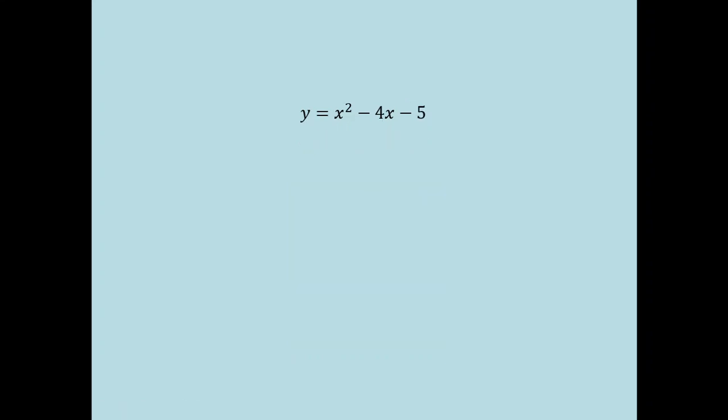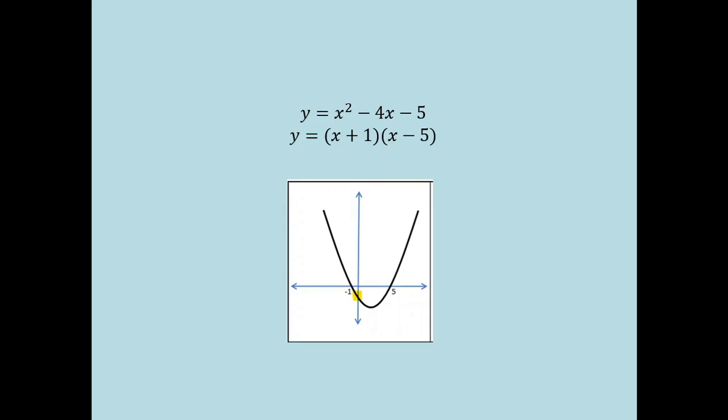Next one, here I've got an expanded quadratic. That's a nice easy one for me to find my y-intercept from. I know it's a positive parabola, and I know it's going to cross the y-axis down here at -5. But by factorizing that parabola, I found my two roots, where x is equal to -1 and where x is equal to +5. My vertex point, I can find that by completing the square. That means that my vertex point is going to be where x is equal to 2 and y is equal to -9.